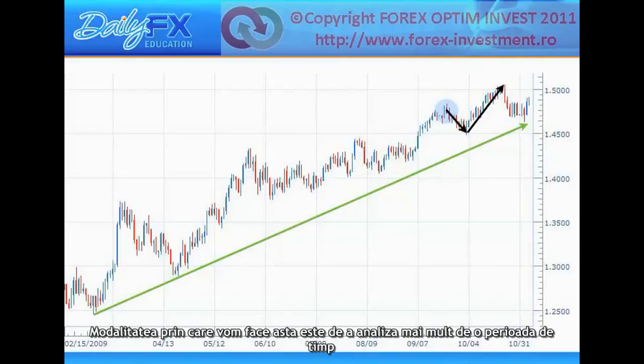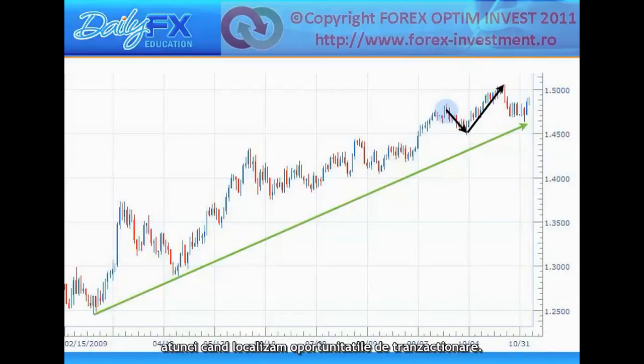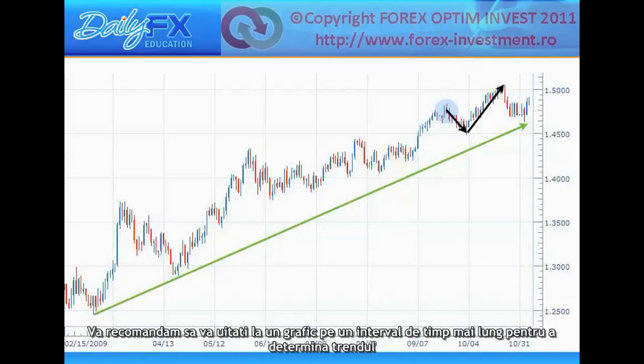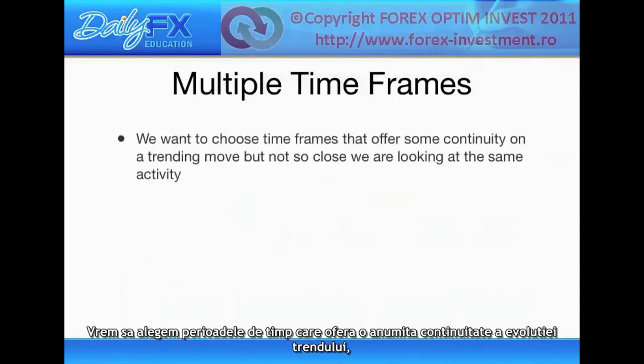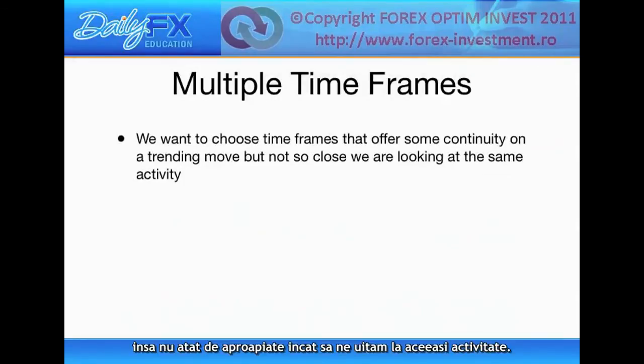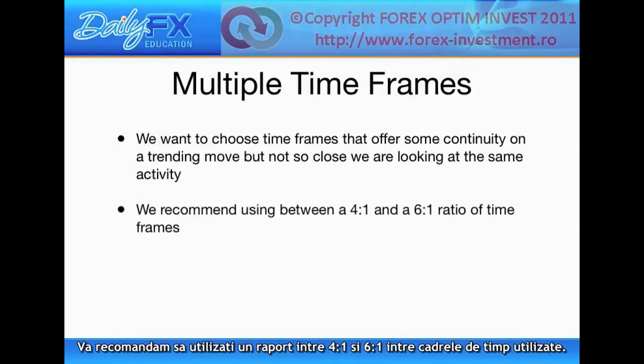Now, how we do that is to analyze more than one time frame when you're locating trading opportunities. We recommend looking at a longer time frame chart to determine the trend, and then move down to the smaller time frame chart to find a trade in the direction of the longer term time frame. We want to choose time frames that offer some continuity on a trending move, but not so close that we're looking at the same activity. We recommend using between a 4:1 and 6:1 ratio of time frame.